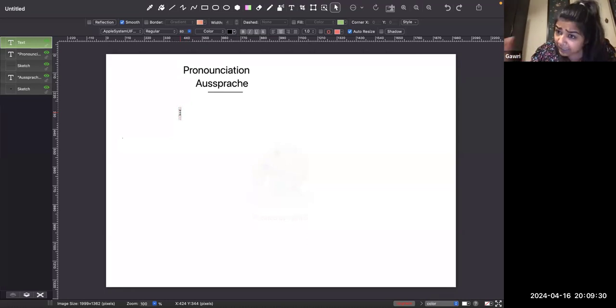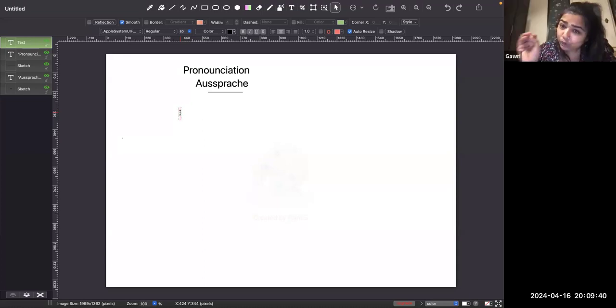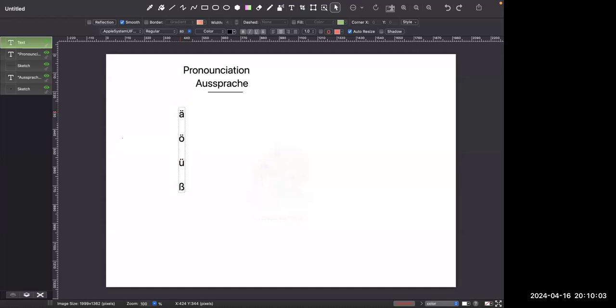So in German, in total, how many alphabets are there? 30. Yeah, 30 alphabets. 26 are those normal alphabets A to Z, and then we have 4 additional alphabets. We are going to write down those 4 additional alphabets first of all. The 4 additional alphabets are A umlaut, O umlaut, U umlaut, and S set.